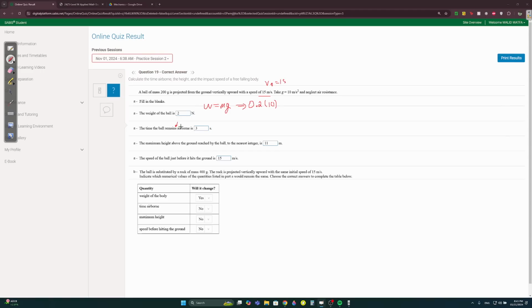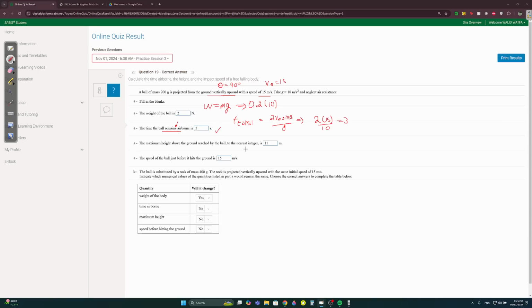Okay, the time the ball remains airborne. That's a good question. Since they said from the ground vertically upward, that means theta is equal to 90 degrees. So remember, the total time is equal to 2 V node sine theta over g. So it should be 2 times 15 divided by 10, and you get 3 when you do this.